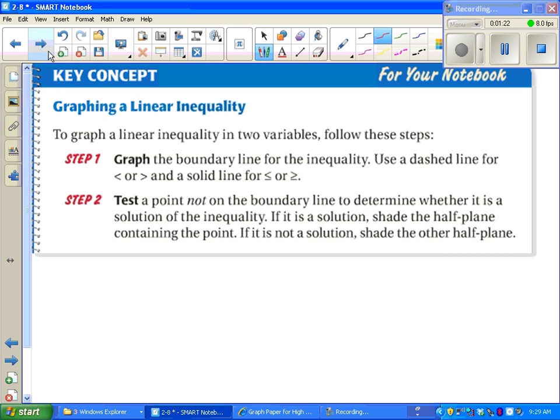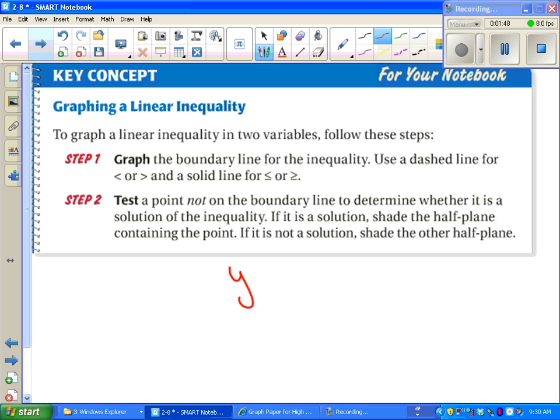So here's the process for graphing a linear inequality. First, we graph the boundary line. That's just the same as graphing any other line that we've graphed in this class. We use a dashed line for less than or greater than. We use a solid line for less than or equal to, or greater than or equal to. Then step 2 is not really how I do it. It says test a point on the line. I prefer to do it a different way.